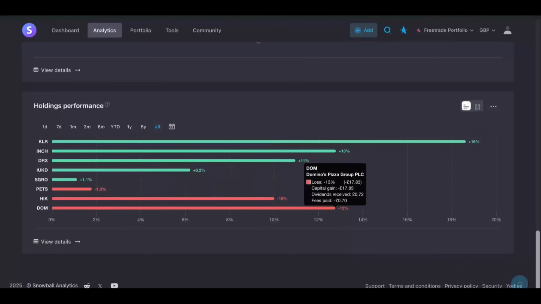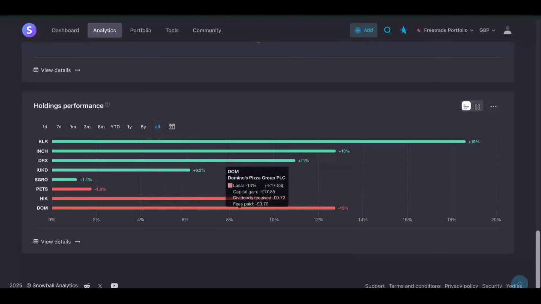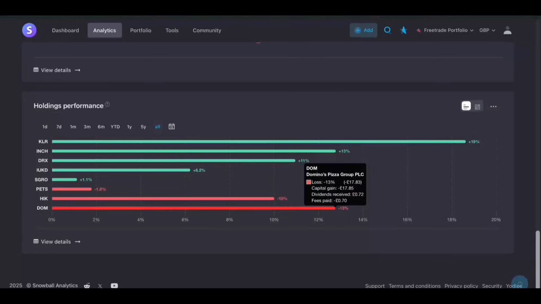And it is actually those two bad performers over this last month which are dragging the portfolio down currently, with Hikma being down around 10% overall. So the entire loss that I've got within my Hikma position was all from just last month, but we can see that Domino's Pizza is down overall around 13%, so it has taken the biggest hit in my portfolio.